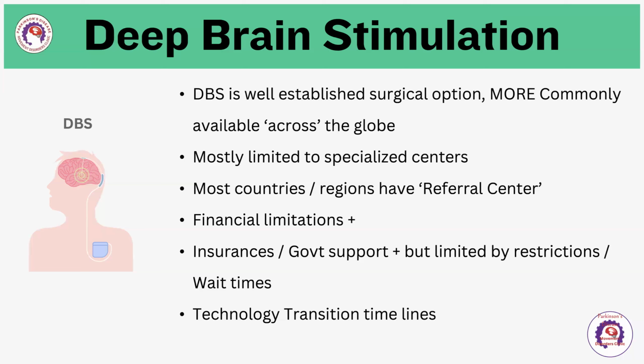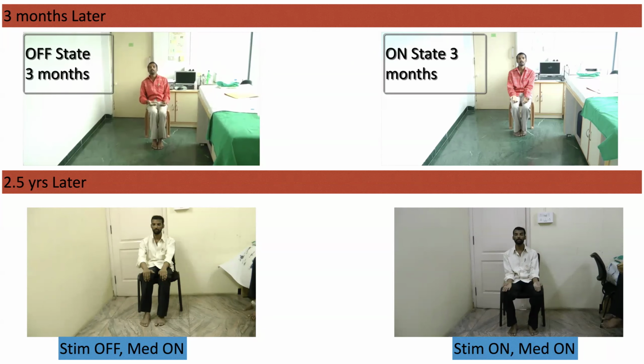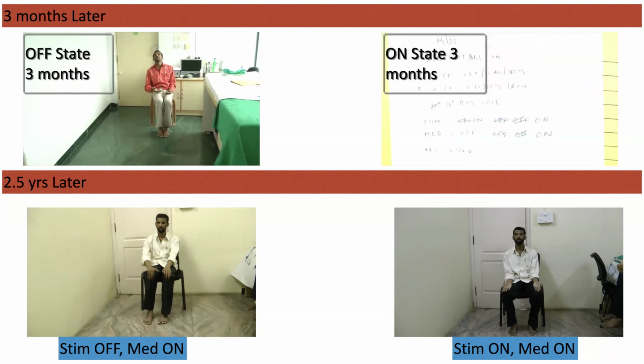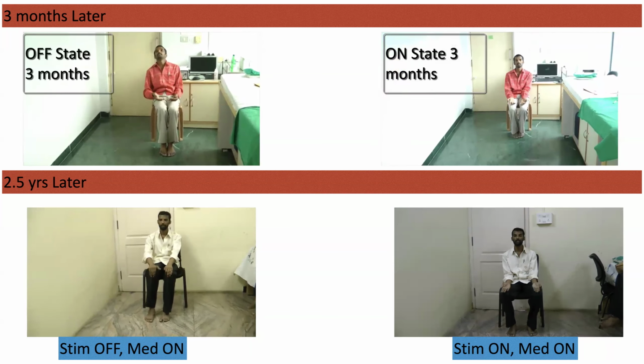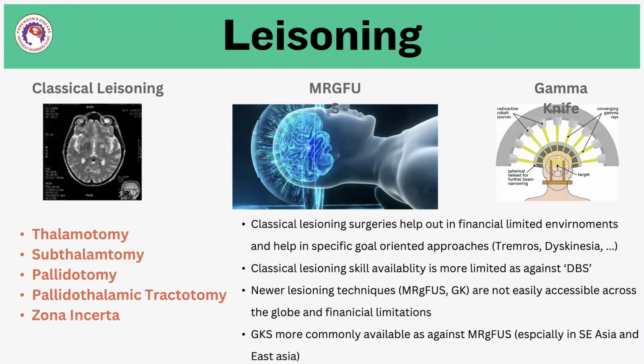And there are a lot of newer technologies coming in relation to DBS. DBS works for a long time. I'm not going to show it in detail. This is one person who is now almost 5 to 6 years after follow-up and still doing well in relation to Parkinson disease post-DBS.